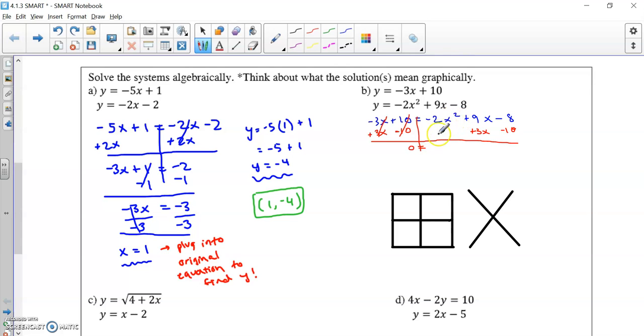And on the right, I will have negative 2x squared plus 12x minus 18. So now I have a quadratic equation just like the ones I've had you guys solve many, many times. And I'm ready to solve this using my factoring method. So let's set up our box.